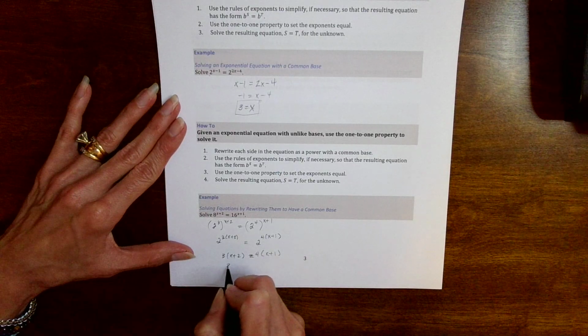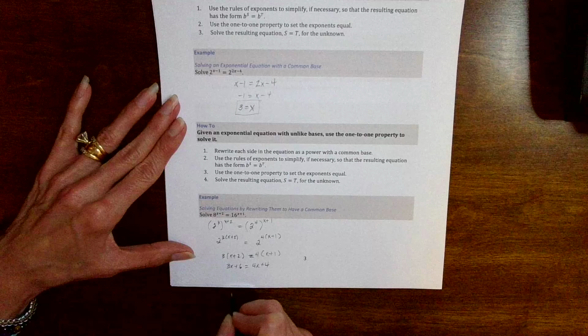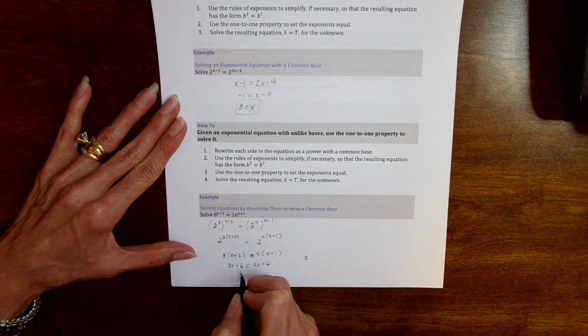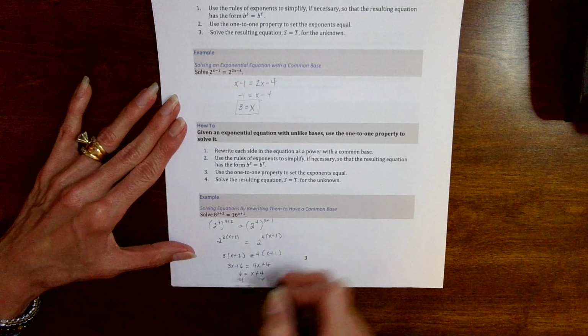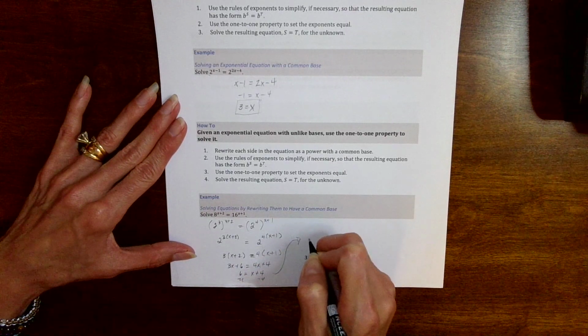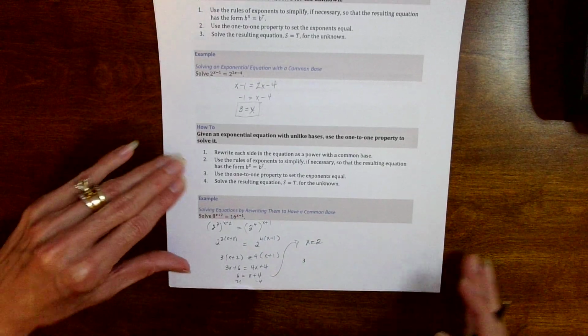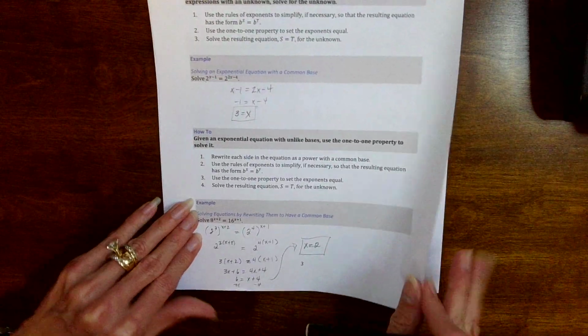And so 3x plus 6 is equal to 4x plus 4. And subtract 3x from both sides, I get 6 is equal to x plus 4. Subtract 4 from both sides, and I get x is equal to 2. And I don't have logarithms, so I'm not worried about checking the domain.